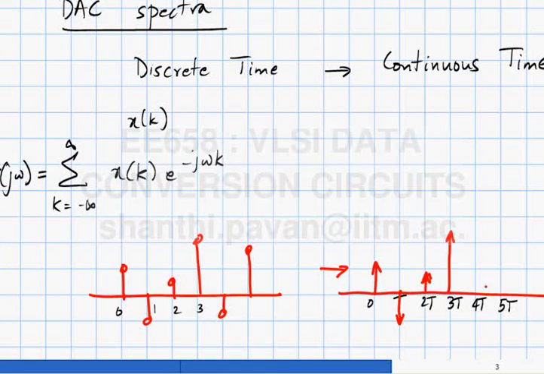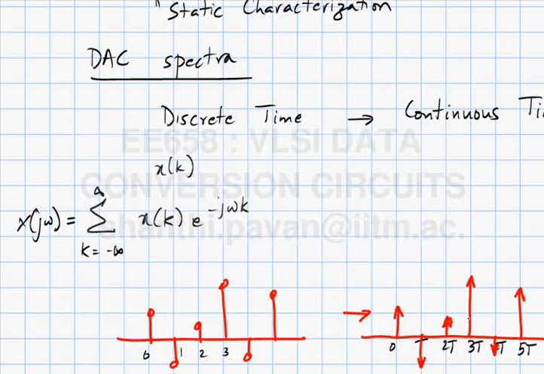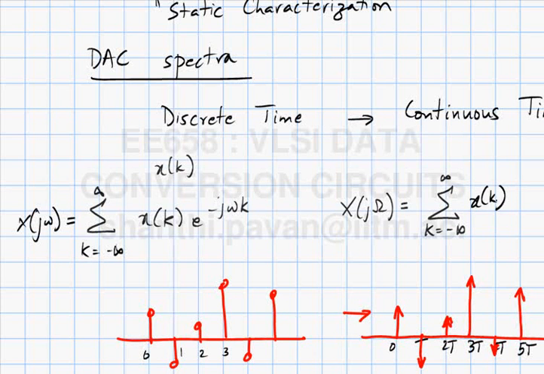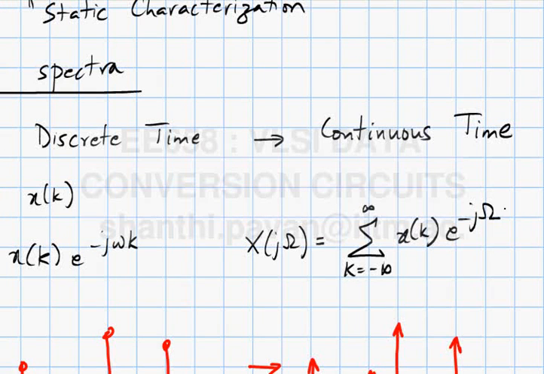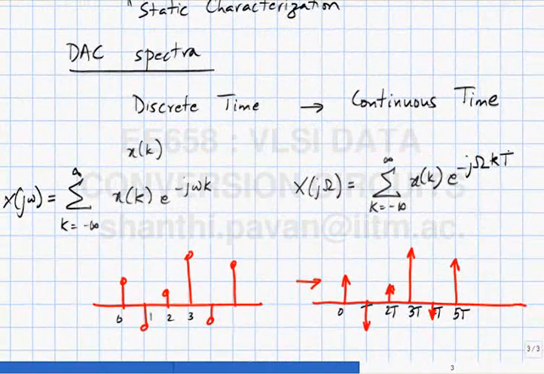and the spectrum corresponding to the impulse train on the right is the Fourier transform, x of j capital omega, is nothing but x of k e to the minus j capital omega kT. Correct? This is what the discrete to continuous time conversion is doing. T is simply called the speed of the DAC or the update rate of the DAC. The output of the DAC is changing every T seconds.